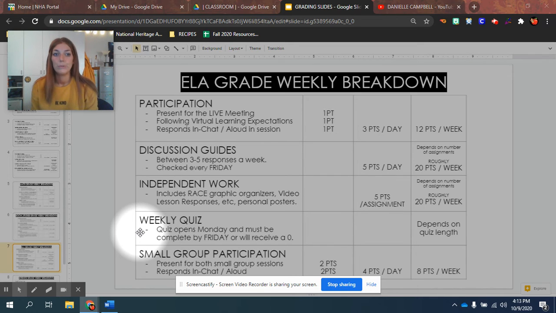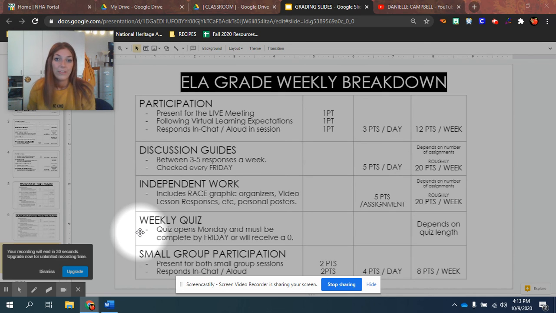Very similar to what we're doing in math as well, is that we are opening up our weekly quiz on Monday, and it's going to close on Friday. So we encourage the students during independent time throughout the week, whenever they're feeling confident, to go ahead and take their quiz. Our only stipulation is that it's complete by Friday, and Friday is their independent work day. So they should be completing that during independent work if they haven't completed it throughout the school week.